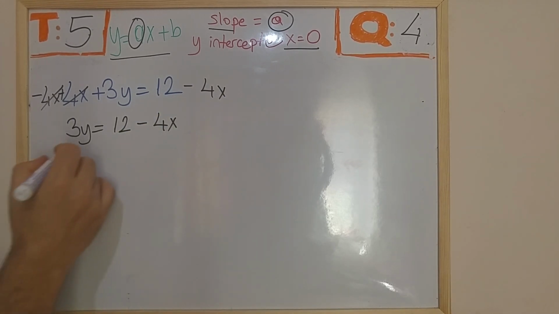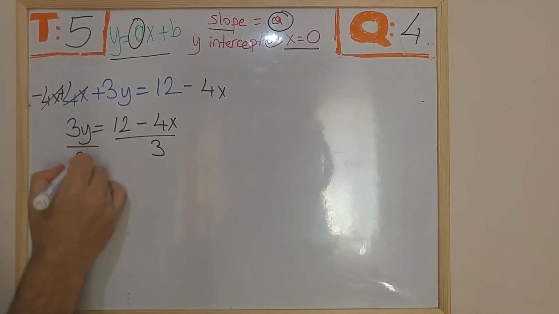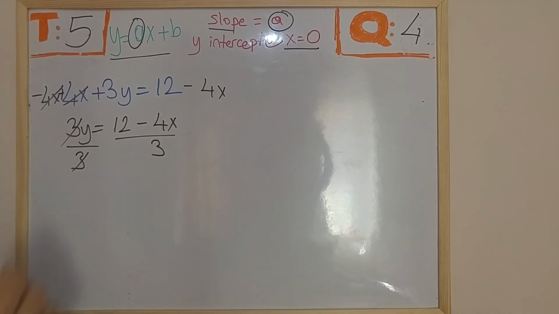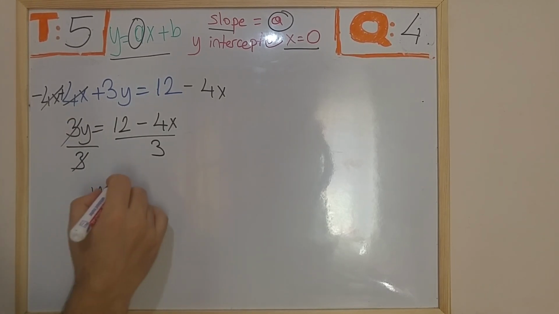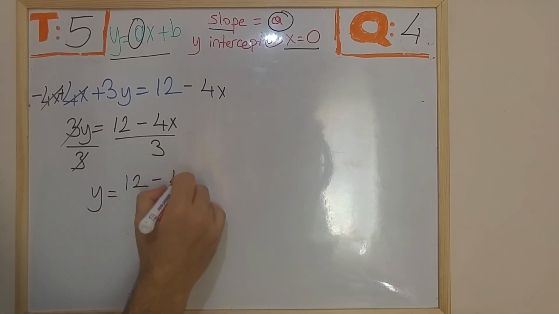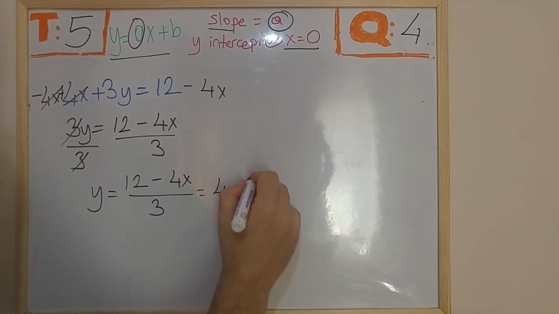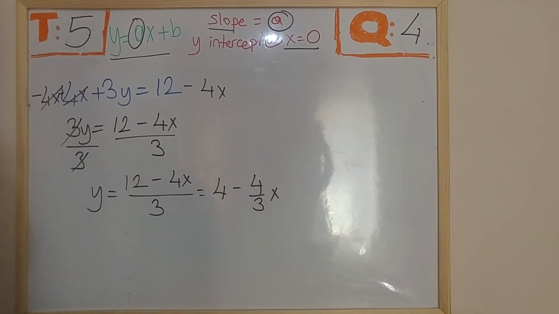Now we need to divide each side by 3 so that we get rid of the coefficient of y. y = (12 - 4x)/3, or you can say 4 - (4/3)x. Now this is in the form of y = ax + b. And as we see, the coefficient of x here is equal to -4/3, which is the answer. The slope of this line is equal to -4/3.